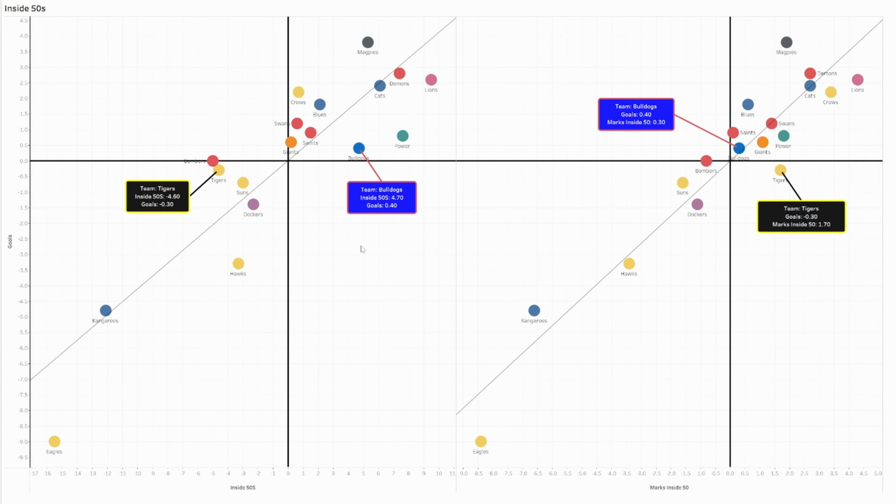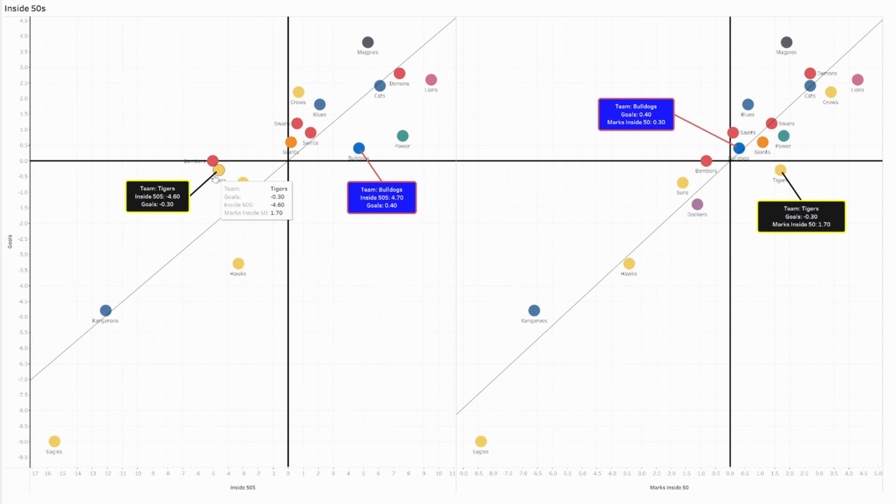Now, the inside 50s and marks inside 50 were another statistic where there was a bit of a discrepancy between the two sides. As we can see, Richmond have just about 4.5 fewer inside 50s per game, whereas the Dogs have just about the opposite. They have plus 4.5 inside 50s per game. And as we can see, it's a very positive trend line for goals, or higher goal scoring, a positive goal difference, which is to be expected. You've got to get it inside 50 to score. It's very hard to score it from half back in one kick. You've got to get it inside 50.